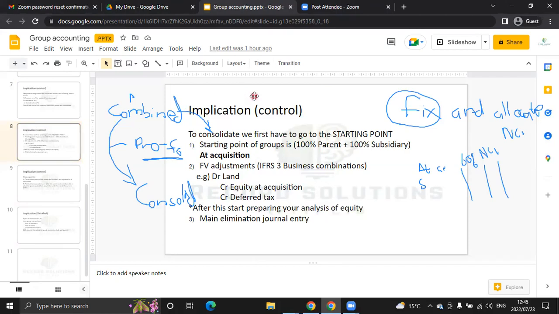You are going to say intangible asset, you debit, right? Let's say there was an intangible asset of maybe 500,000. In the statements of the sub, that 500,000 is not there as an asset, because it didn't meet the recognition criteria. However, it meets the definition criteria.